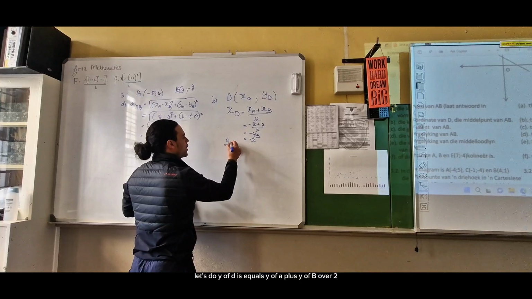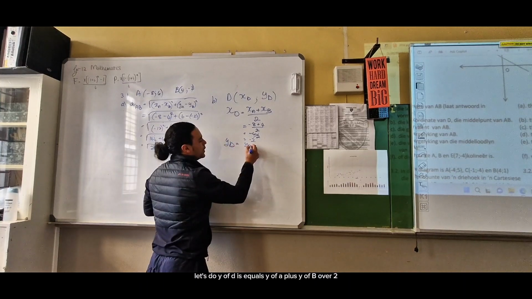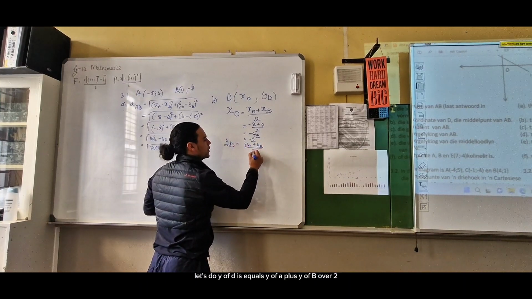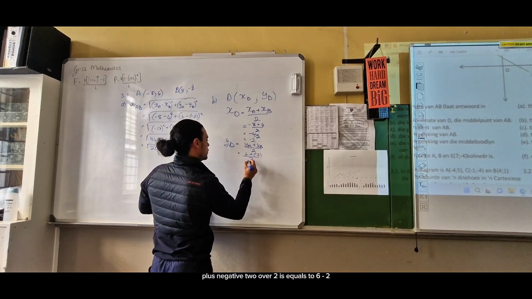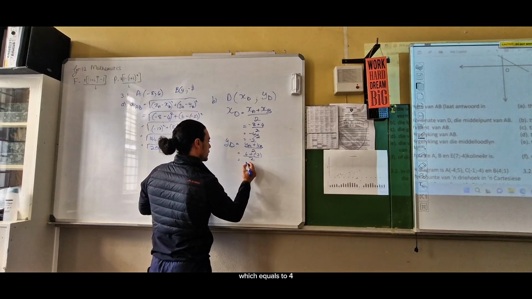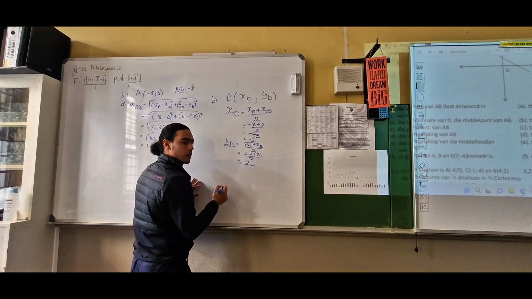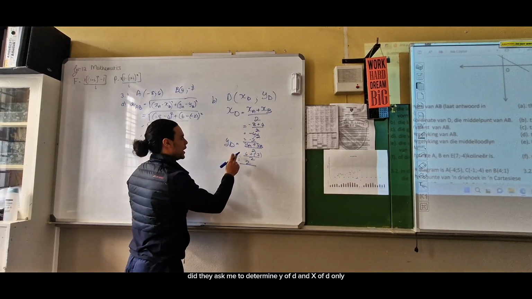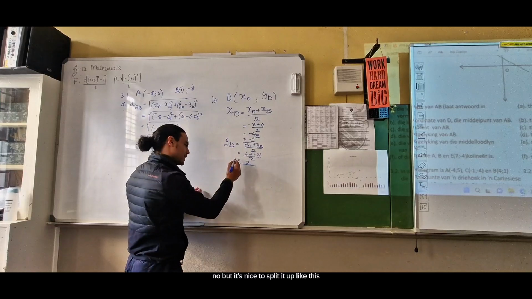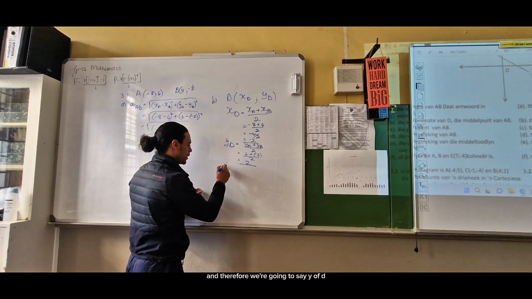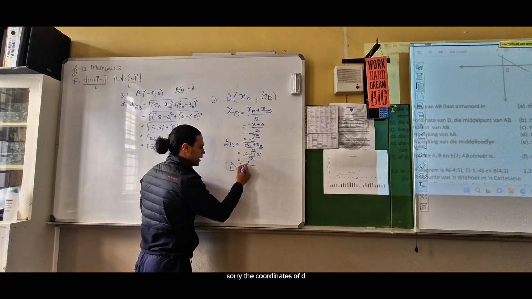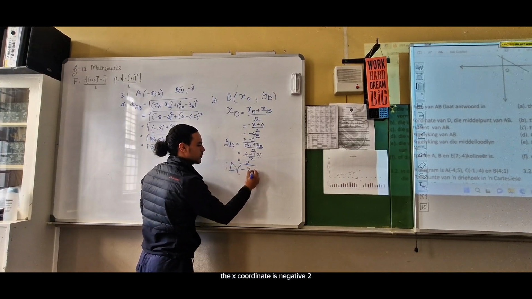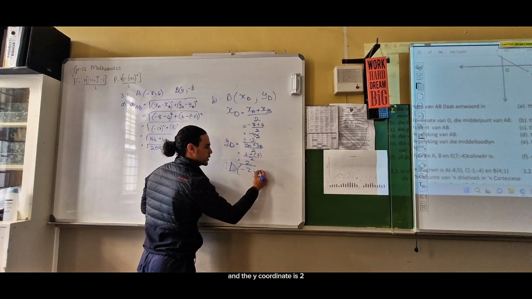All right, let's do y of D is equal to y of A plus y of B over 2, which equates to 6 plus -2 over 2, is equal to 6 minus 2, which equals 4. So 4 over 2 is equal to 2. There's my first, there's my second. Did they ask me to determine y of D and x of D only? No. But it's nice to split it up like this, and therefore the coordinates of D: the x coordinate is -2 and the y coordinate is 2.